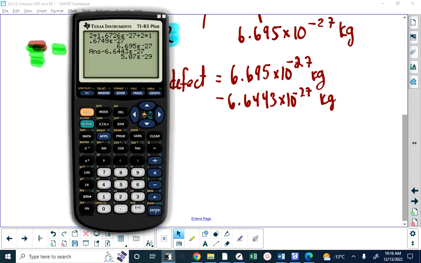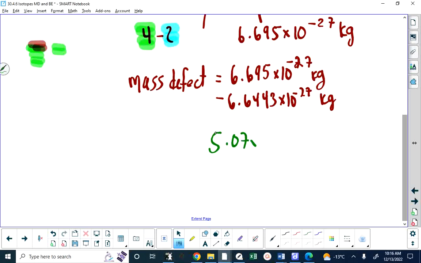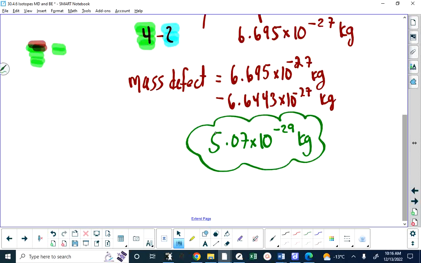0.07 times 10 to the negative 29 kilograms. Okay, so the mass defect, the answer to this question, is 5.07 times 10 to the negative 29 kilograms. That's a pretty tiny amount of matter that somehow has been created. And by the way, when you count all of the particles when they're together, there's the same number of particles and types of particles as there are when they're apart.